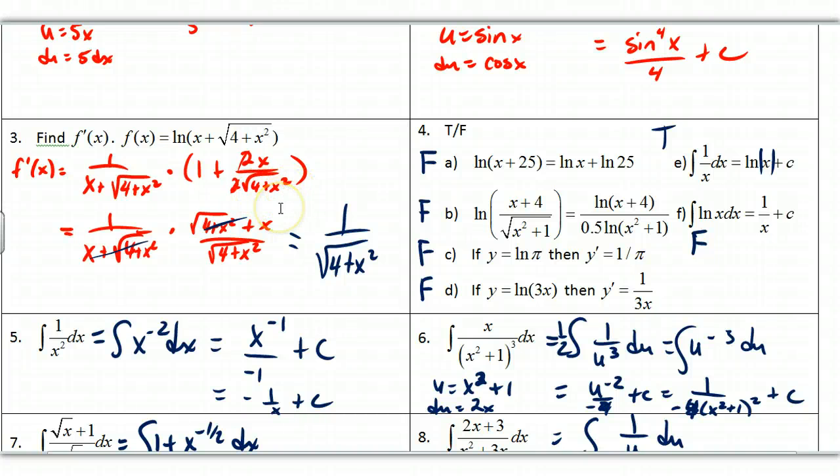Now when you multiply these things, some of the things cancel out. I got a common denominator here, so I turn this 1 into the square root of 4 plus x squared. And so this whole thing becomes this, and then we can cancel off this whole part. These should be grouped in parentheses. I don't have that written, but you should have them grouped in parentheses, so I'm left with 1 over the square root of 4 plus x squared.